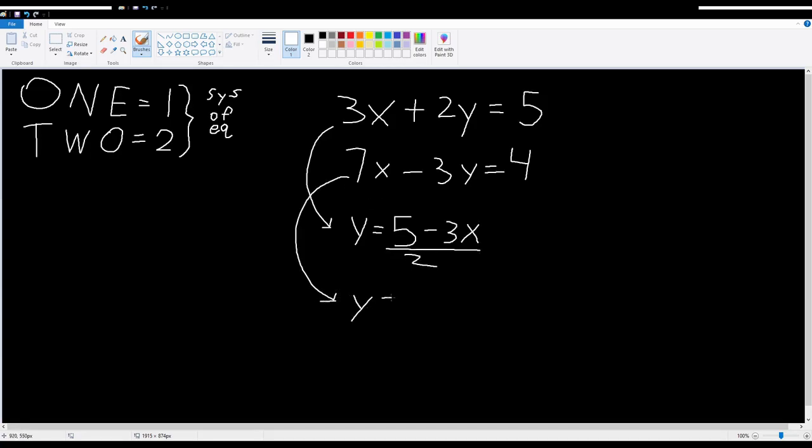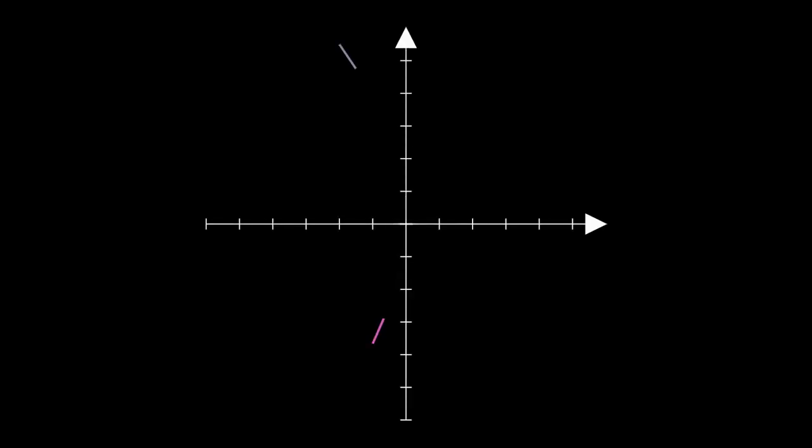We can rearrange these equations to solve for y in terms of x. And then we can actually plot both of these on a graph. And you can see that these two lines intersect each other at one point, and just one point exactly. And this is the one solution to the system of equations. It's at x equals 1 and y equals 1.